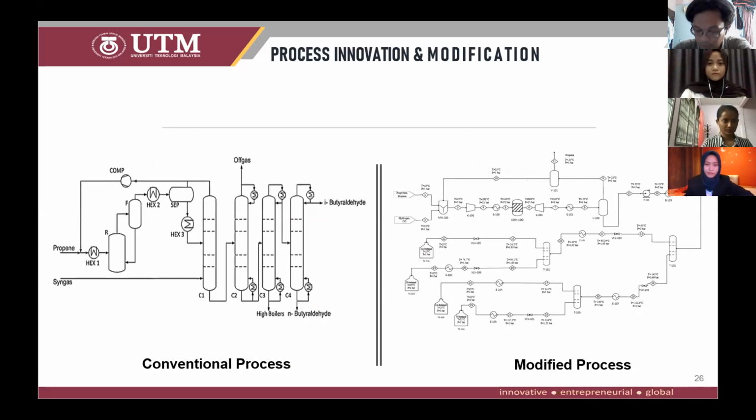So last is the process innovation and modifications. On the left side is the conventional process that we refer from the journal. As you can see, after coming out from the reactor, the gas goes to the flash vessel to separate the catalyst, which goes back into the reactor.